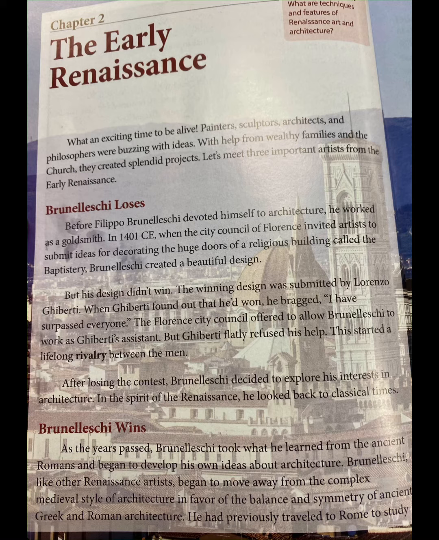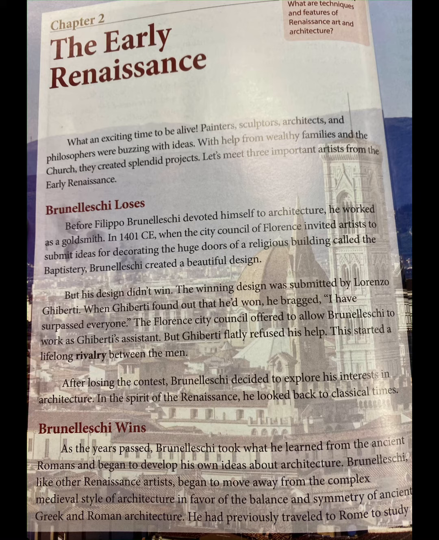Brunelleschi Loses. Before Filippo Brunelleschi devoted himself to architecture, he worked as a goldsmith. In 1401 CE, when the City Council of Florence invited artists to submit ideas for decorating the huge doors of a religious building called the Baptistery, Brunelleschi created a beautiful design. But his design didn't win. The winning design was submitted by Lorenzo Ghiberti.